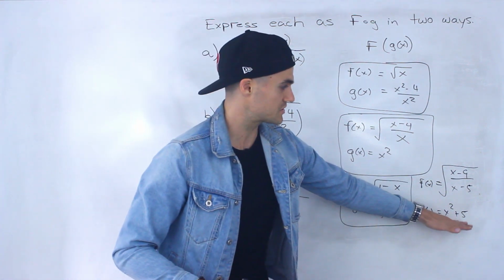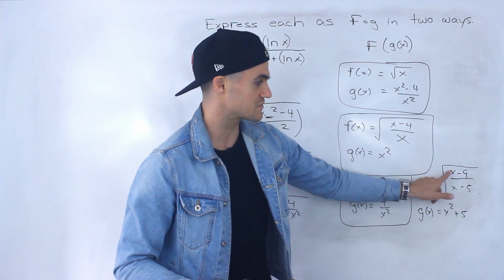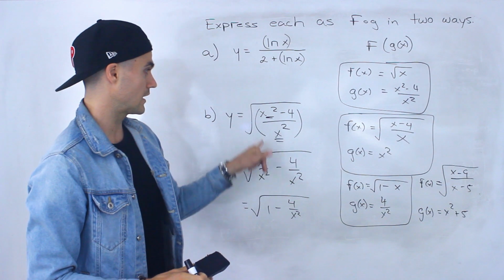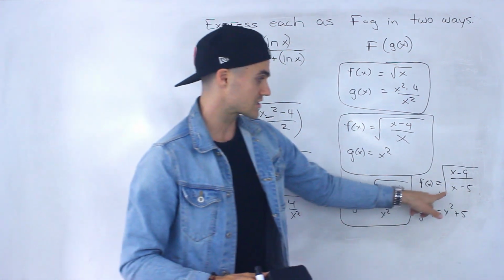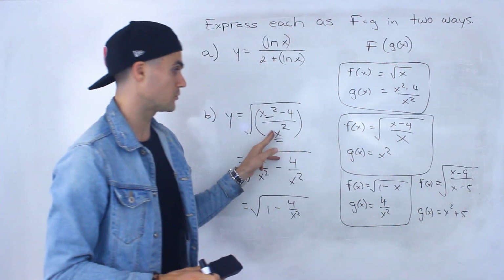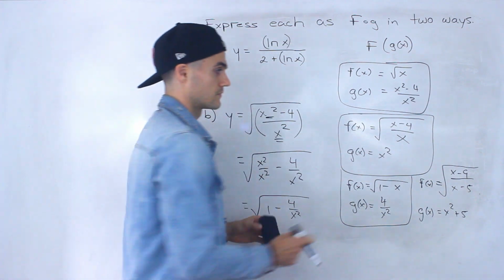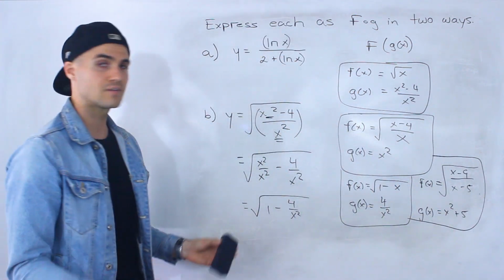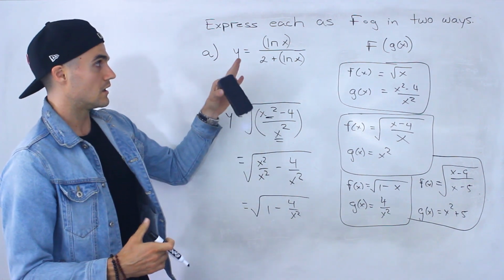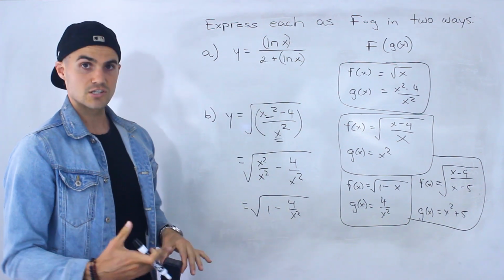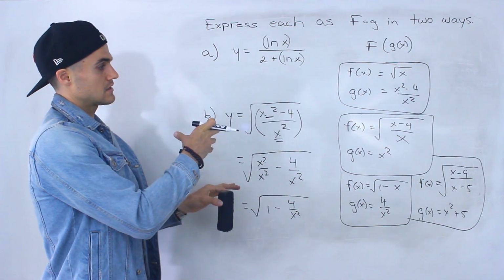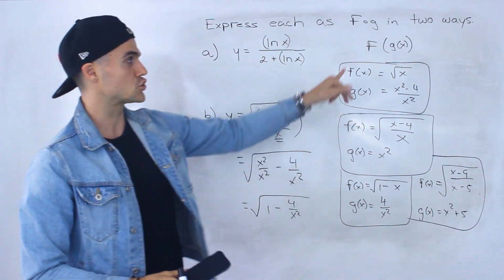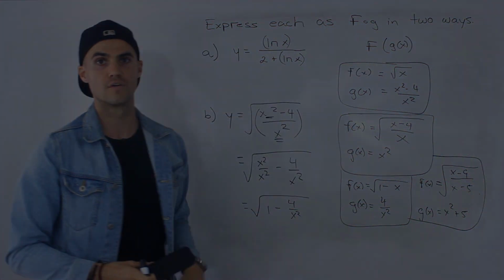If we plug in x squared plus 5 for the x's, x squared plus 5 minus 9, we'd end up with x squared minus 4. X squared plus 5 minus 5, we'd end up with just x squared. Right? So that is another possibility. So again, an infinite amount of possibilities for which you can answer these types of questions, where you have to take a function and then show it as f of g of x.